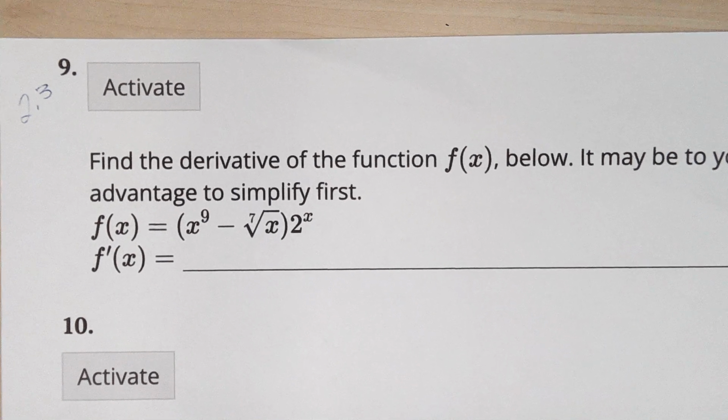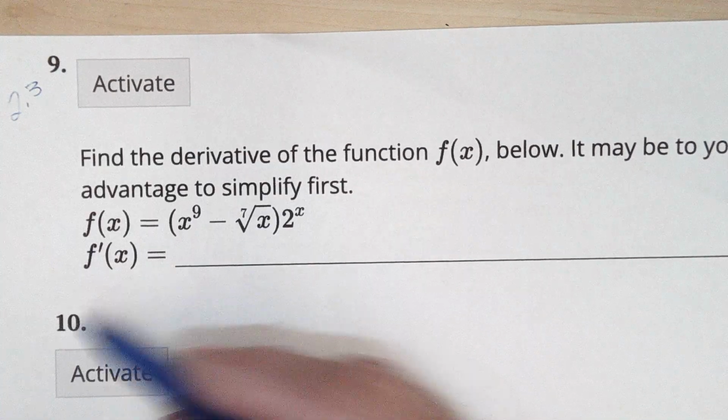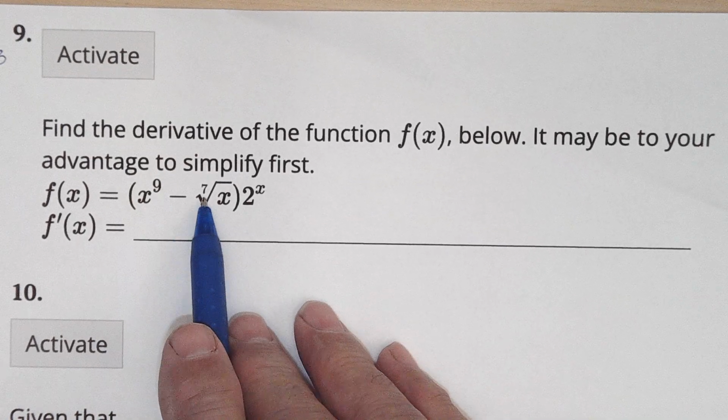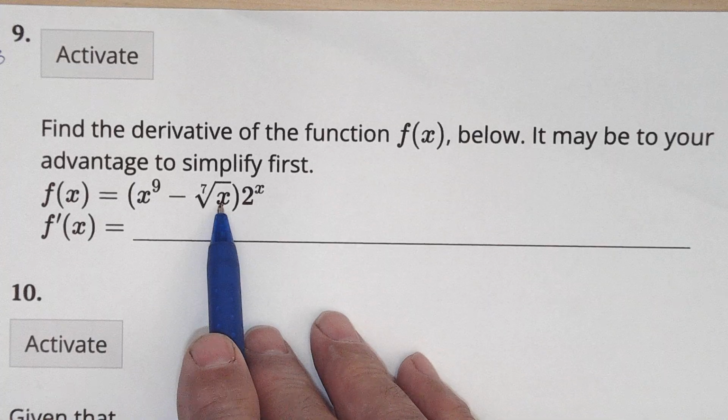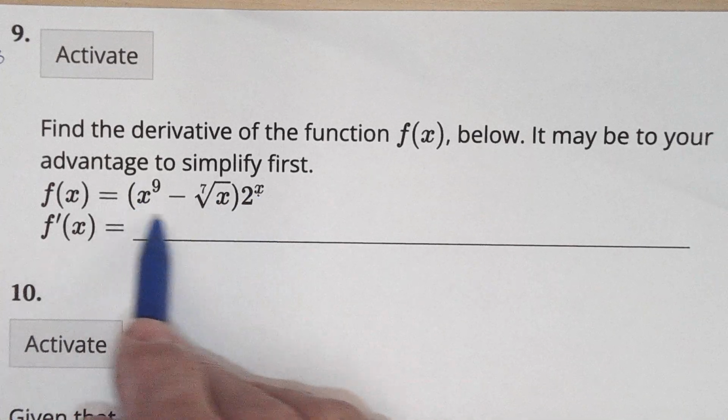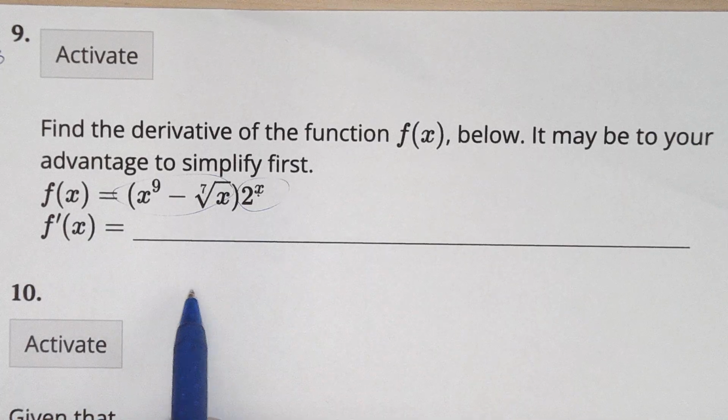Okay, so a couple people had some problems with 2.3, number 9, or number 10. So let's look at these. I think probably the biggest thing is this seventh root of x. Maybe it's the 2 to the x. But anyway, we have a product. We have this times this.